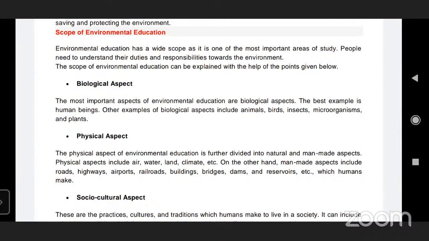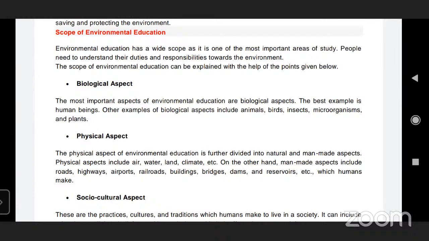Coming to physical aspects, the physical aspect of environmental education is further divided into natural and man-made aspects. Physical aspects are of two types, natural and man-made. Man-made means nothing but artificial. So physical aspects include air, water, land, climate, etc.